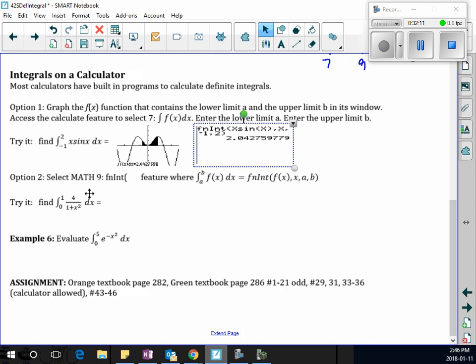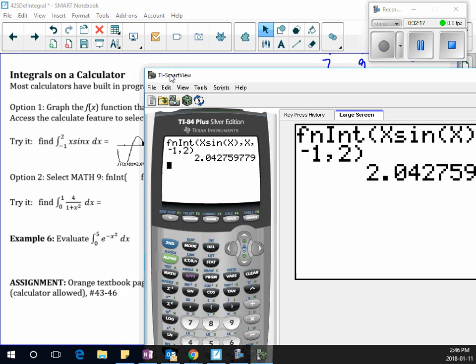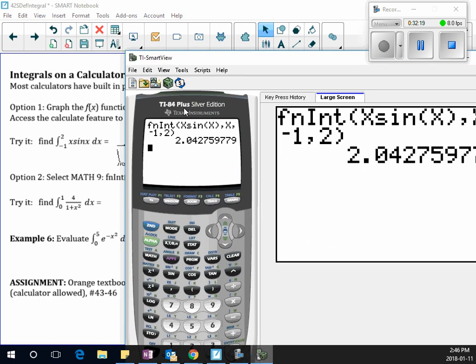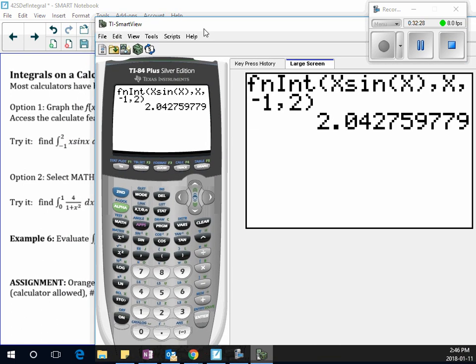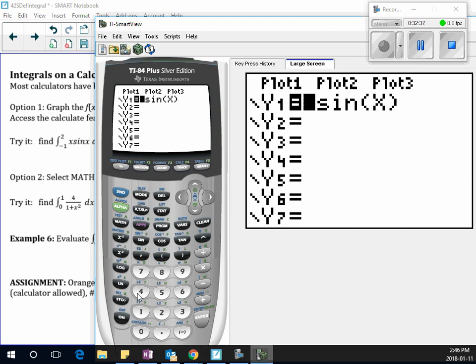Okay, I want you to try the next one. The integral from 0 to 1 of 4 over 1 plus x squared. Which one do you like better, the graph one or the other one? You like both, hey? The graphing, you do get to see it. And you need to get used to the graphing one because some of the questions might ask you to interpret things.